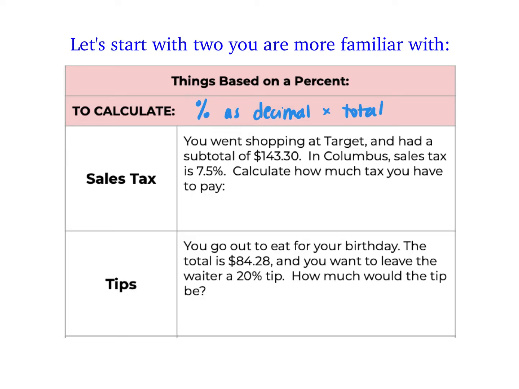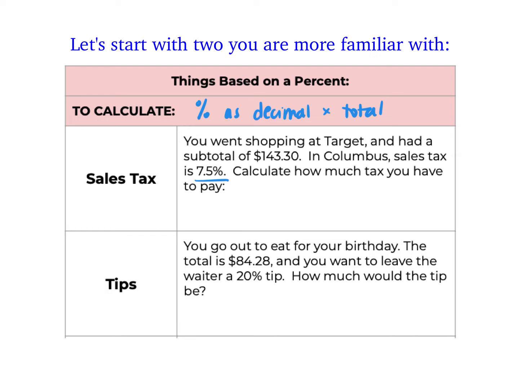So let's do a couple examples. First off, sales tax. So anytime you're making a purchase on something, you have to pay a percentage of that of sales tax. And here in Columbus, sales tax is 7.5%. So this example says you went shopping at Target and had a subtotal of $143.30. In Columbus, sales tax is 7.5%. Calculate how much tax you would have to pay.